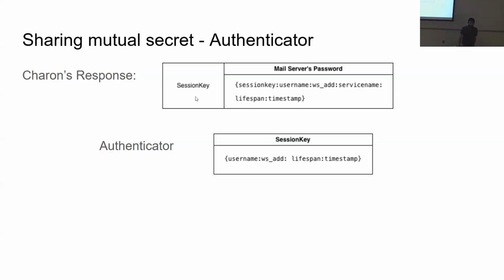So the way this happens is that we can't just pass this on directly, because if we do this, we are still vulnerable to the man in the middle attack. So what Bob does is that it fabricates something called an authenticator, right?